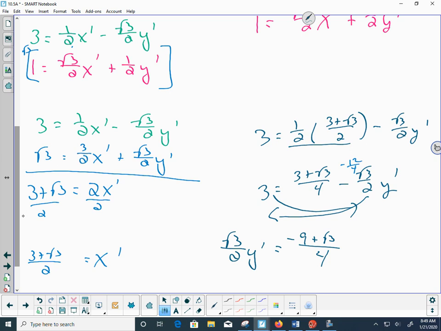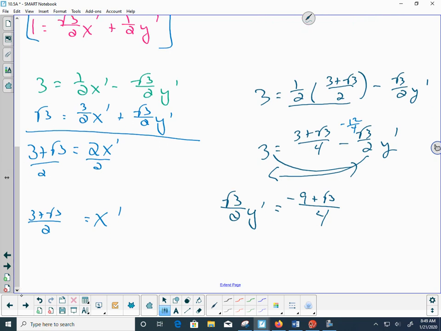Now what do I do? Multiply by 2 over the square root of 3. Here the 4 and the 2 will simplify and I'll be left with 2 here, right? So this will just be the new y. Can I write 9 over 2 times the square root of 3? Everyone with me? Plus the square root of 3 over 2 times the square root of 3.